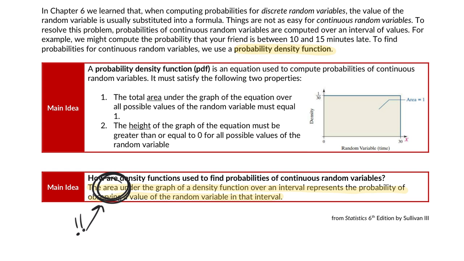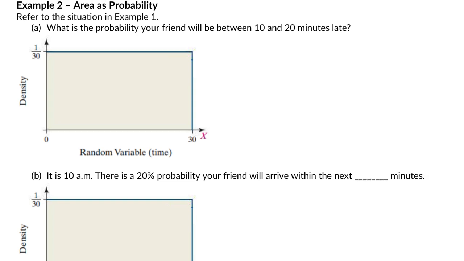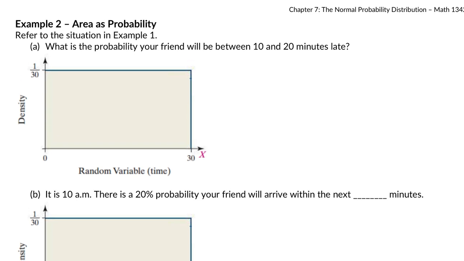So let's see some examples first, just with this uniform probability before I scare you with some stuff. It says, refer to the situation in example 1, which is our friend being super late. What is the probability that your friend will be between 10 and 20 minutes late? Well, here is our probability density function. If it's all uniform probability and there's 30 minutes here, that means each minute has a 1 out of 30 chance of them arriving at that point because it's all uniform.